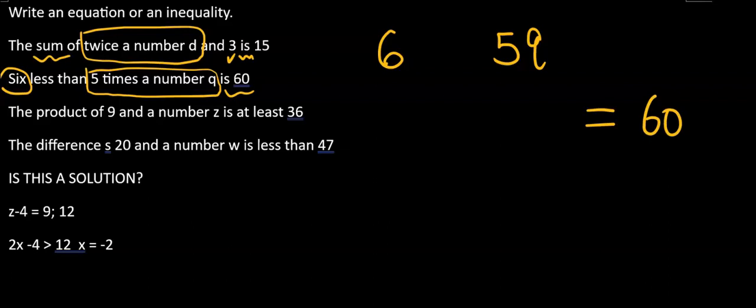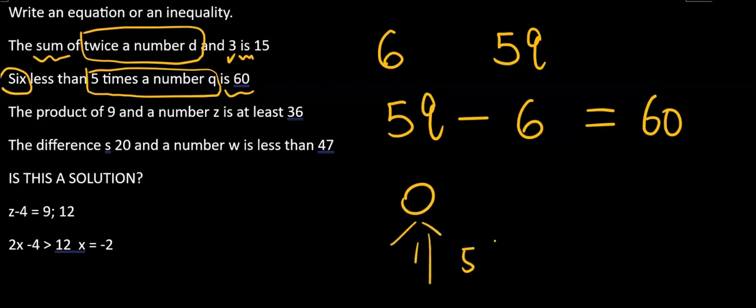All right, 6 less than 5 times the number q, which means 5q is going to stand first. I'm 6 less than you. It's kind of like two people. The first person, you're 5 feet tall, and I'm 6 inches shorter than you. Therefore, you're going to use the first person, 5 feet tall, and minus 6 inches. Same concept here. Therefore, we put 5q minus 6, not 6 minus 5q.